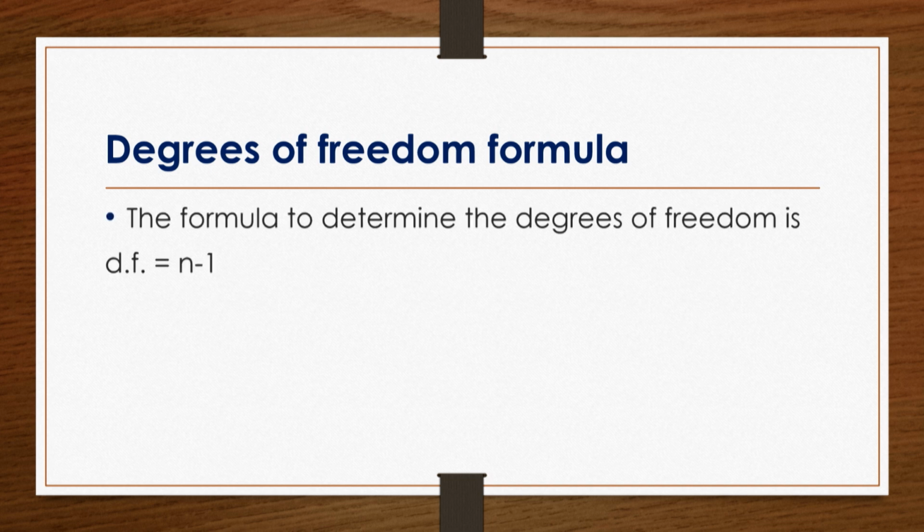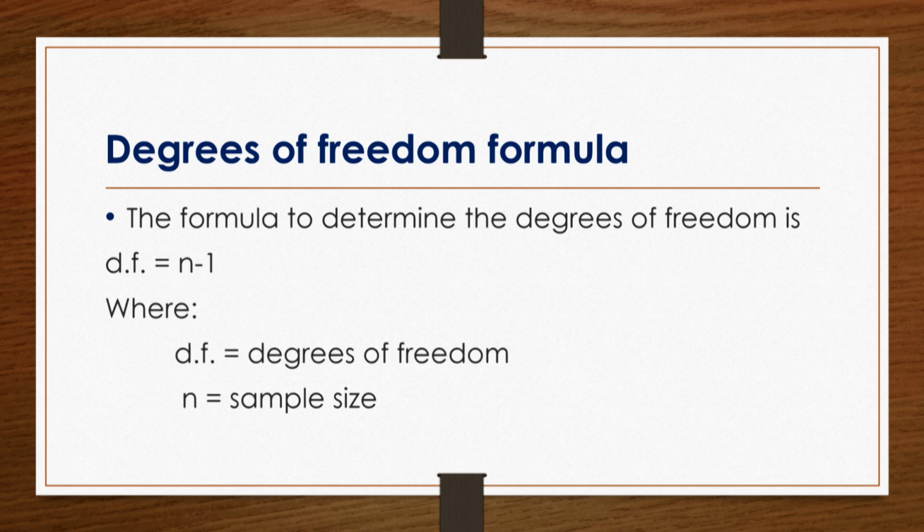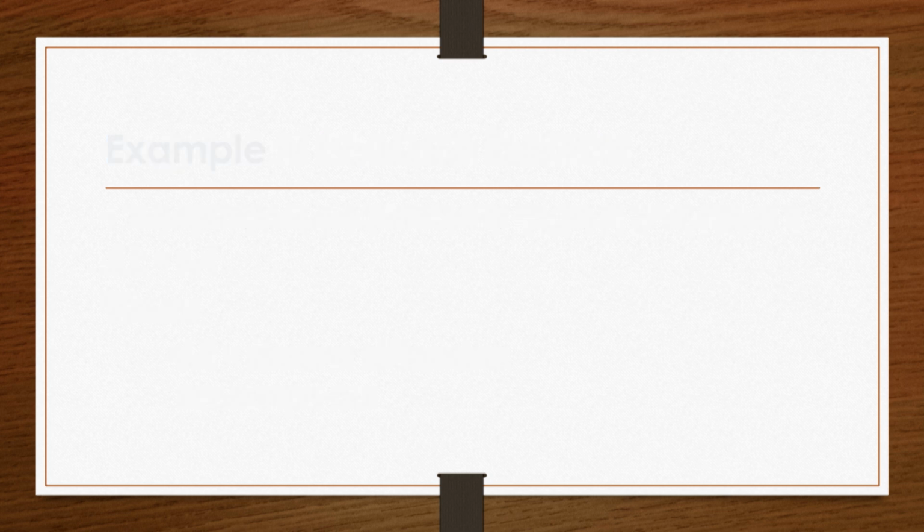Degrees of freedom formula. Generally, the formula to determine the degrees of freedom is given by n minus 1, where degrees of freedom is defined as df and n is the sample size.